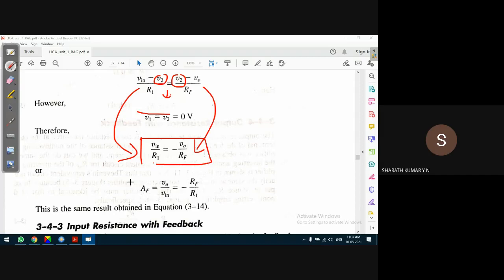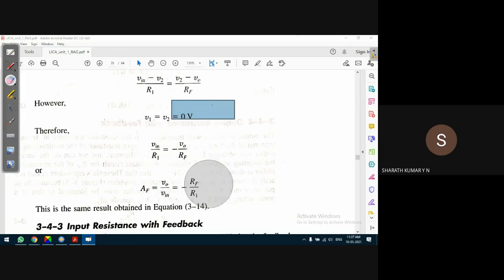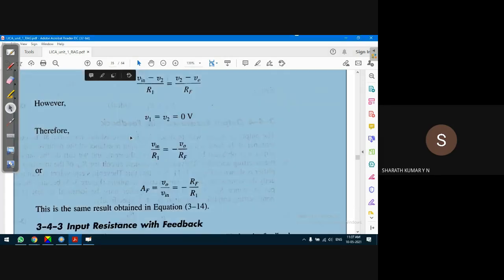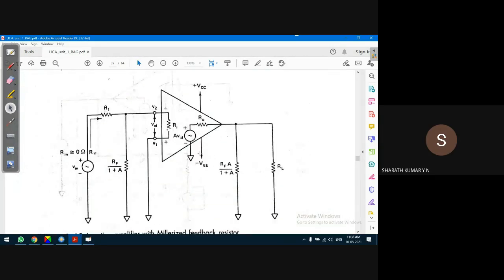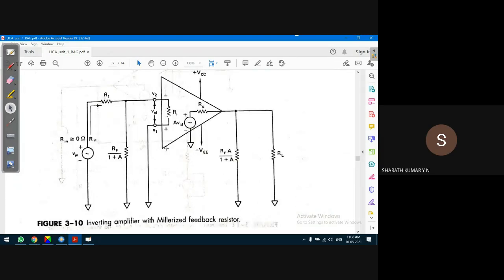So when we take V0 by Vin, there is a voltage gain, but it is closed loop voltage gain because there is a feedback. The expression for the closed loop voltage gain of an inverting amplifier is minus Rf by R1. Very simple. This condition is obtained because of the virtual ground condition of the inverting terminal.